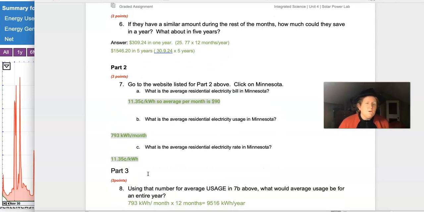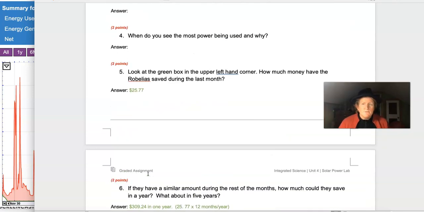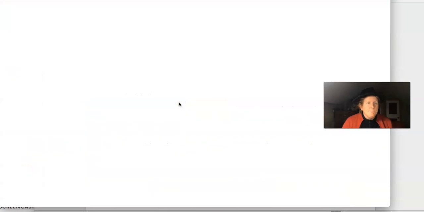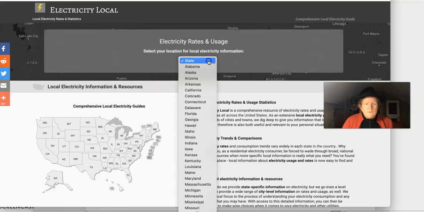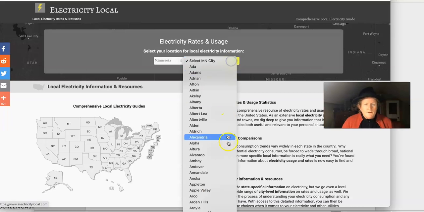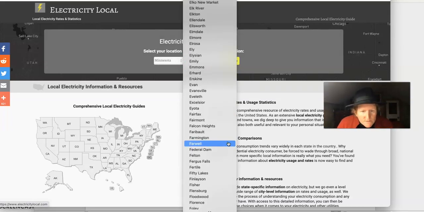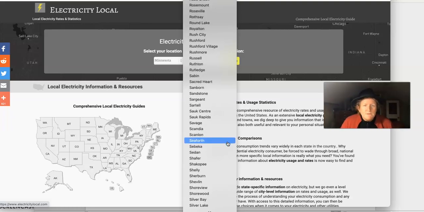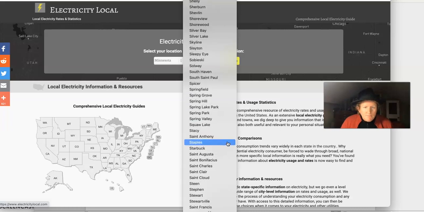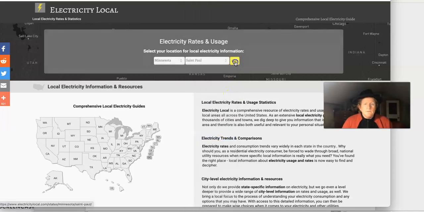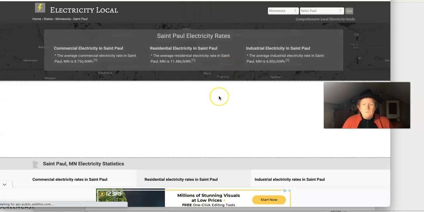For part 2, we need to go to the website listed for part 2. So let's scroll to the top of the document. Let's click where it says Electric City Local. And we can put in our state here. We can put in St. Paul Public Schools. Basically just put in St. Paul, unless you live somewhere else.